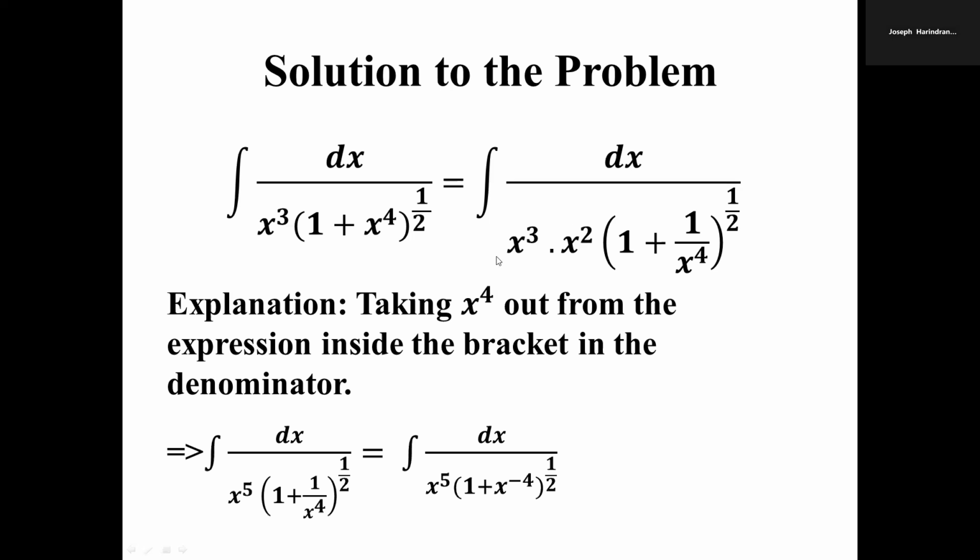So using the laws of exponents, we write this as x power 5 into 1 plus 1 by x power 4 whole power half. 1 by x power 4 can be written as x power minus 4 using the reciprocal rule for the law of exponents, the negative exponent to positive exponent rule, the positive exponent to negative exponent rule. So that is why 1 by x power 4 becomes x power minus 4 within the brackets whole power half.